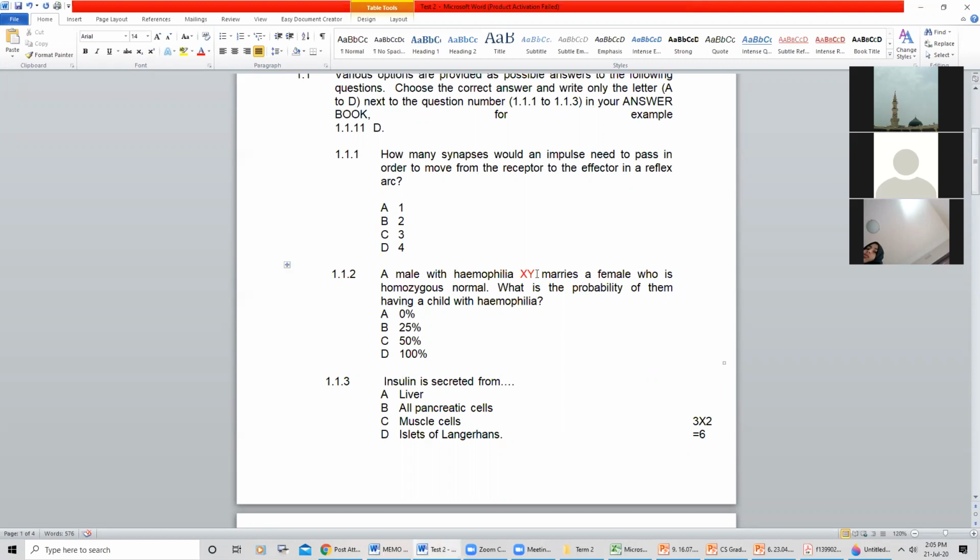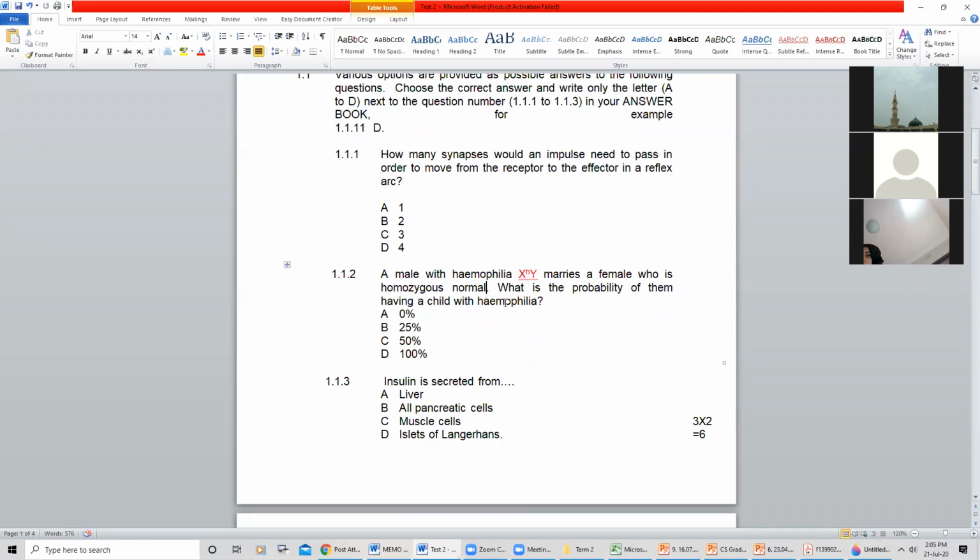So we're going to put a small letter h, okay? And then normally you'll have that in superscript there, okay? So the Y, remember, doesn't have anything, very important in a sex-linked disorder. Good. Then they're saying he marries a female who is homozygous normal. Now, normal obviously would be the capital letter.